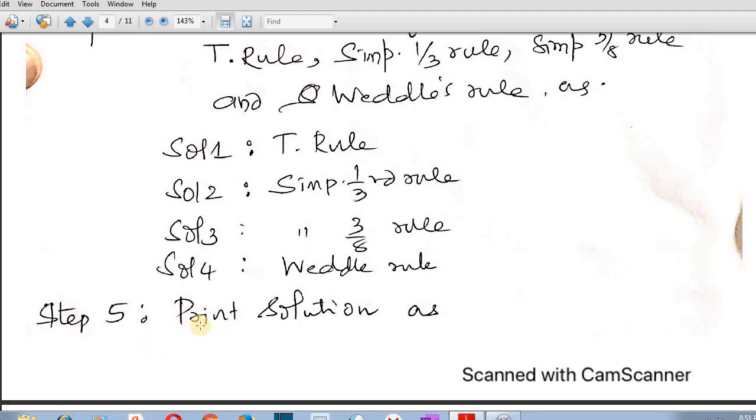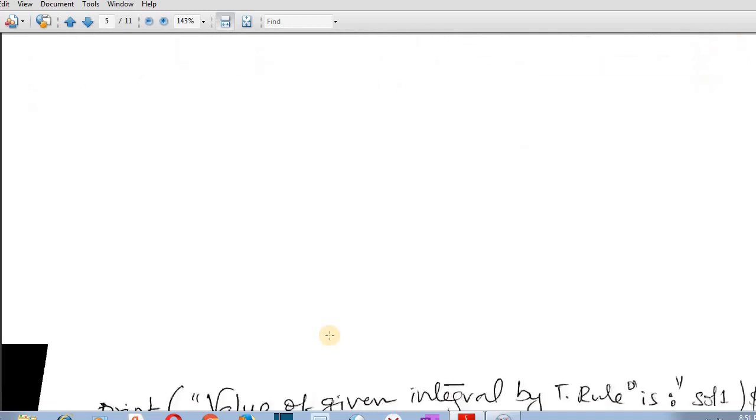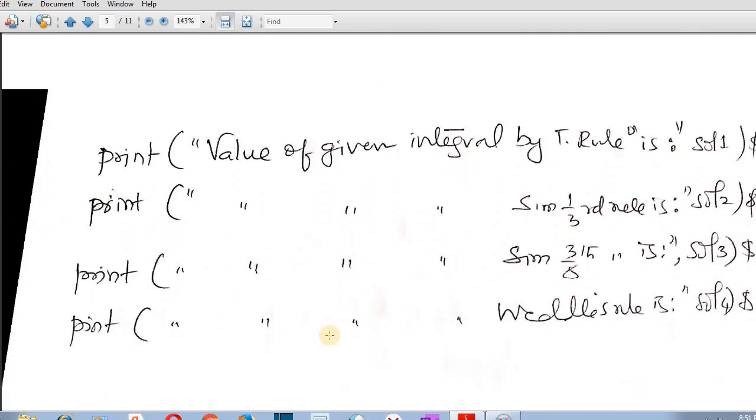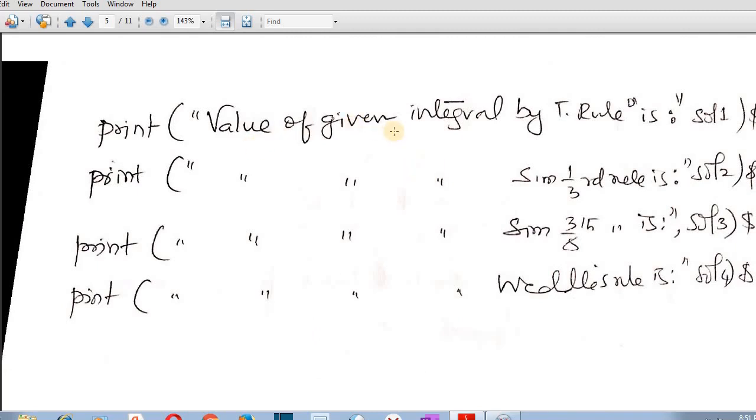Then when it calculates the integral value, we can print the solution using the print format. The value of the given integral by the trapezoidal rule is, so close the inverted comma here, give one comma here and write the solution. Similarly for Simpson's 1/3 rule, Simpson's 3/8 rule, and Weddle's rule. And here we have to write one comma, it was missed here. Write comma here also, and comma here. So this is the procedure to write the program in Maxima.